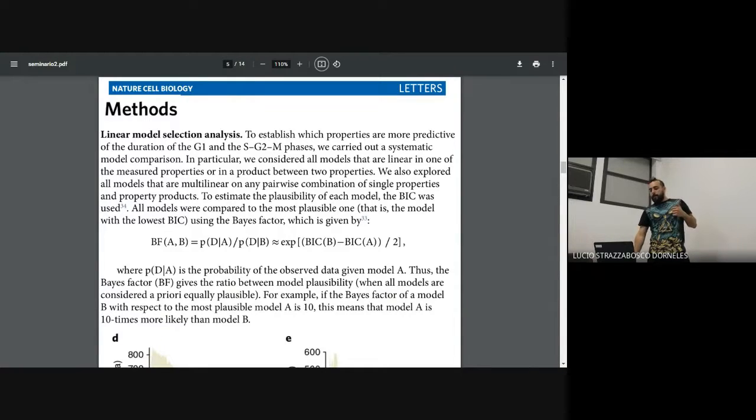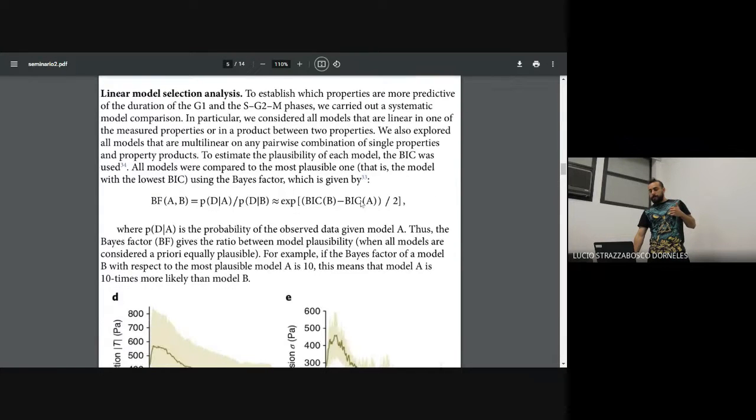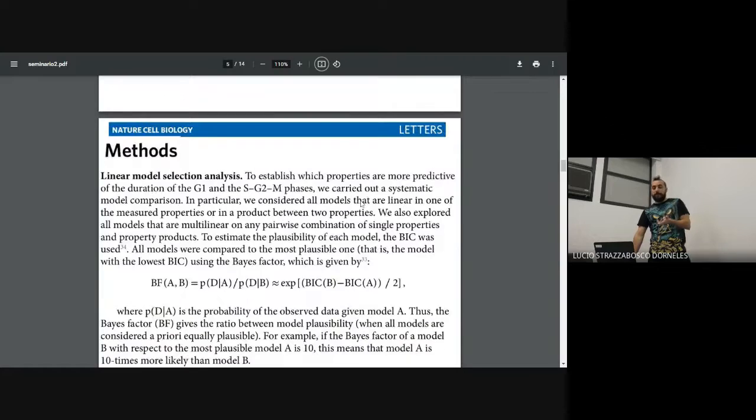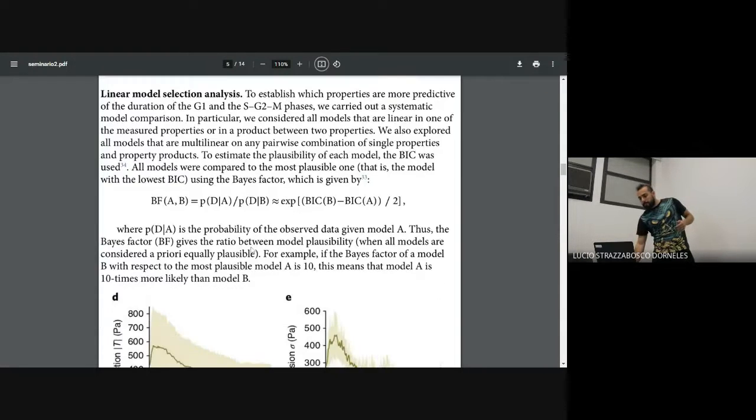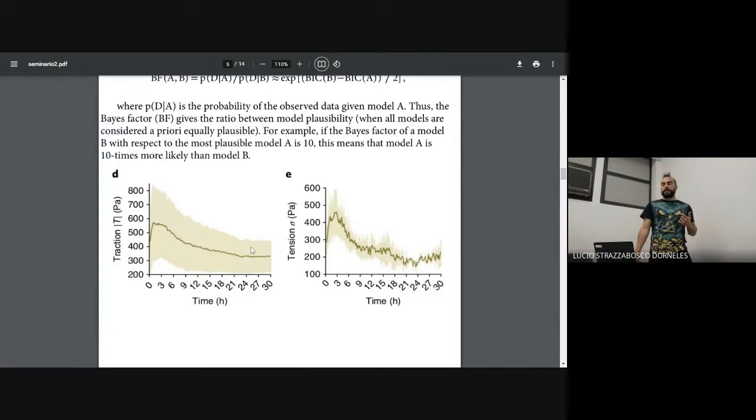So I read this little comment here in Nature. This article only says, in their methods, a short text about linear model selection analysis, and then they just say, oh, we used machine scientists to do this, and these are the results.